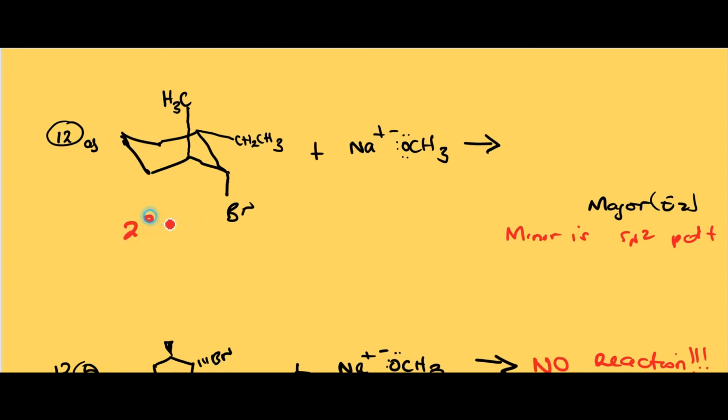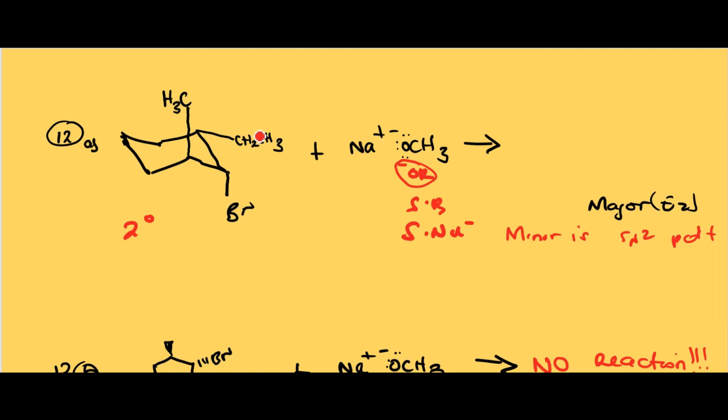Again, this is a secondary substrate, and you have an OR minus group. The major should be E2, the minor should be SN2, like we did in the previous example. So an O minus group is a strong base, strong nucleophile. Let it play the role of a base to give us E2, because elimination always works with bases. Substitution always works with nucleophiles, so we know this is a secondary substrate. We predict elimination to be major.